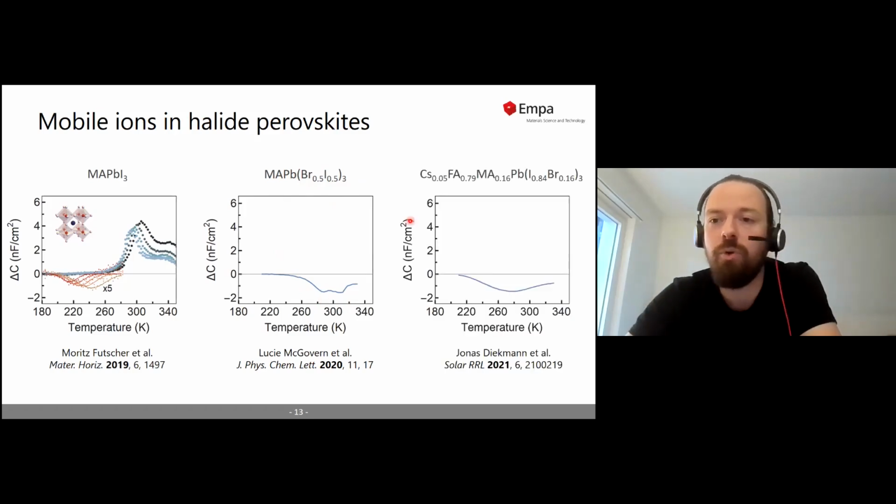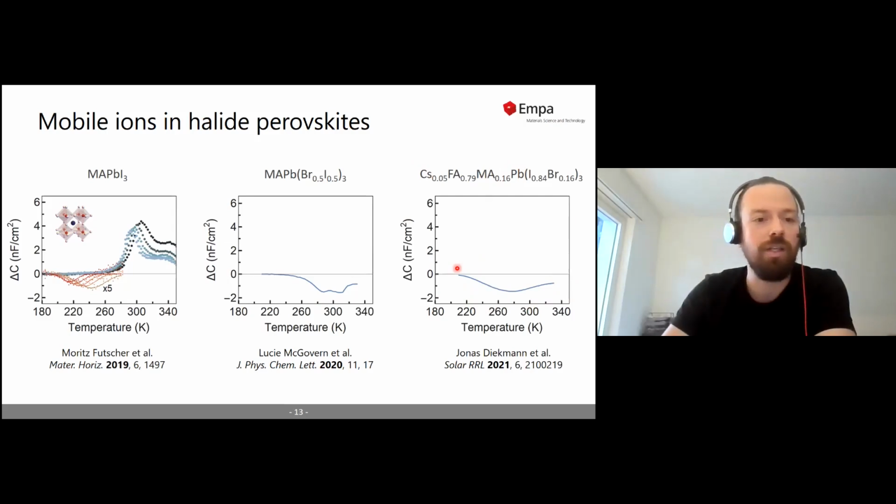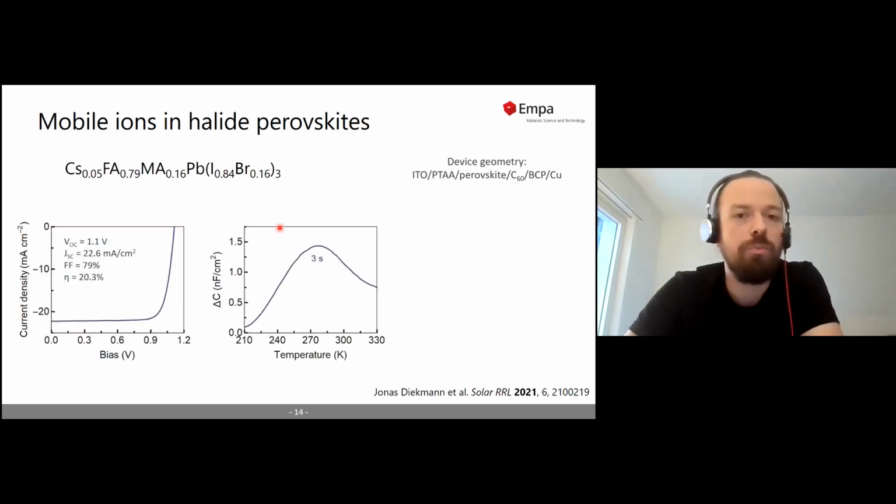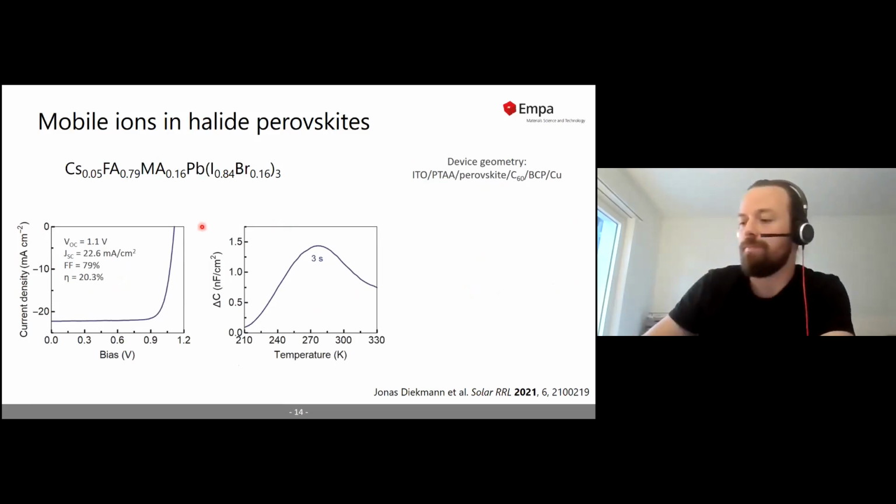And here, one more composition. This is now a triple cation mixed halide composition, more like what is currently used for the high-efficiency perovskite solar cell devices. And here again, we see only negative contributions and no positive contributions, indicating that again only the halides are migrating within this device. And now we look a bit more into detail at what we have found for these devices.